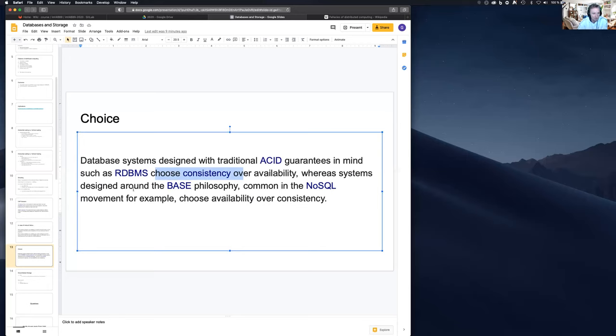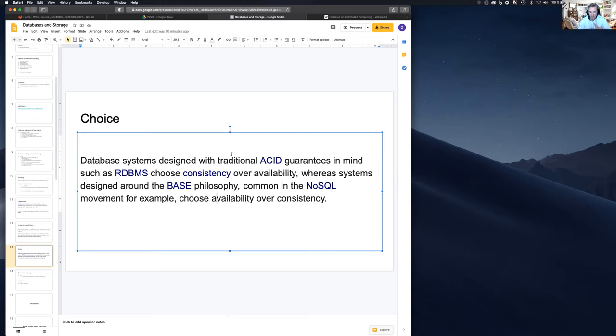And then the systems which are based around the BASE philosophy, common in the NoSQL world, usually choose availability over consistency, right? So more often than not, the NoSQL database will prioritize availability and will always give you results, but it will not necessarily give you the latest one, right? Does it make sense?